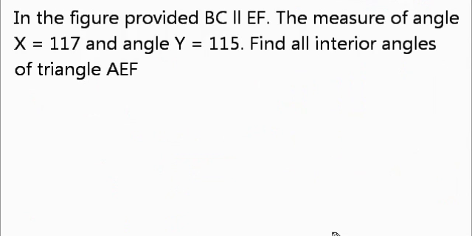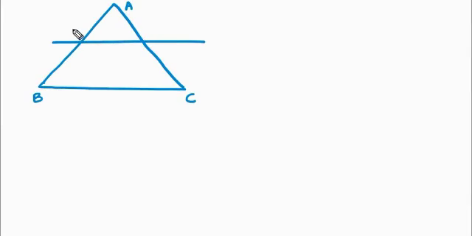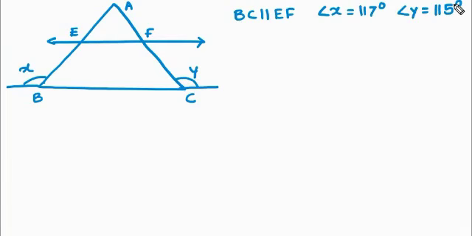Let's do one more. In the figure below, lines BC and EF are parallel. The size of angle X is equal to 117 degrees and the size of angle Y is equal to 115 degrees. Find all interior angles of AEF. Given is... and we have to find all the angles of triangle AEF.